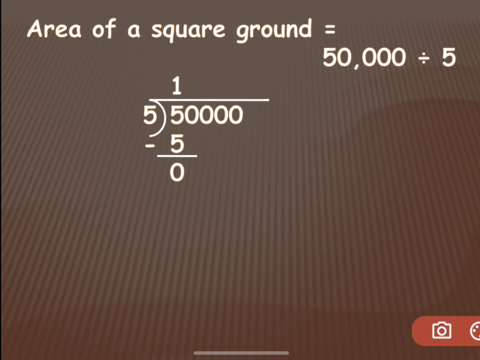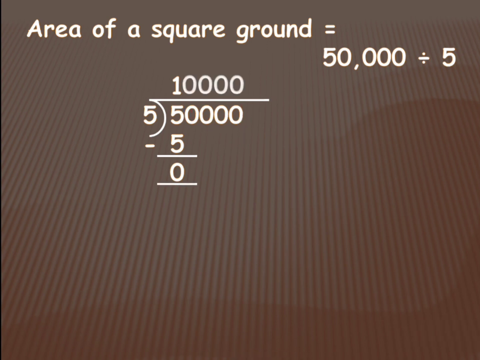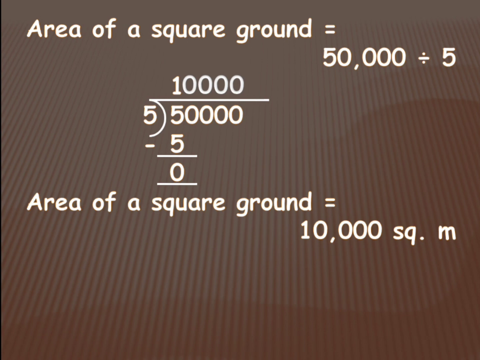Okay, so how many zeros you have? 1, 2, 3, 4. So these 4 zeros, I'll place it in the quotient. Okay. Now the answer is 10,000. That means area of a square ground is 10,000 square meters. Now we got the area.